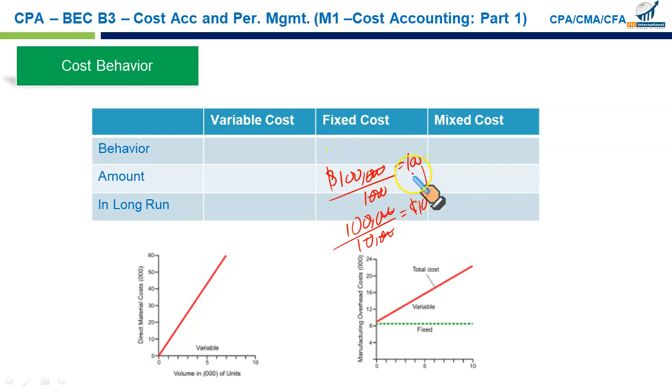If you produce more, the cost per unit will fall. But if you produce less, your fixed cost per unit will be higher. On the other hand, variable cost on a per unit basis stays the same, but when you increase your level of output, your total variable cost will go up, as shown by this schedule here, by this graph.